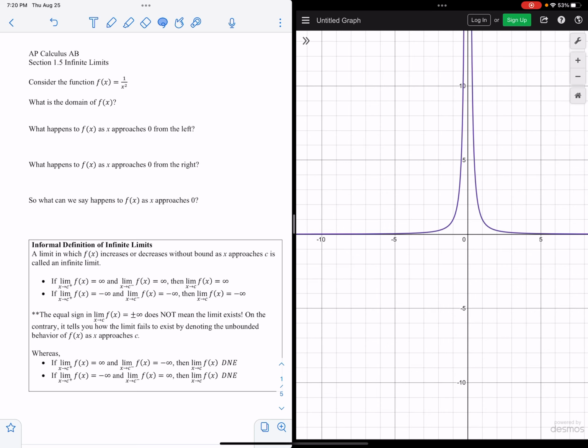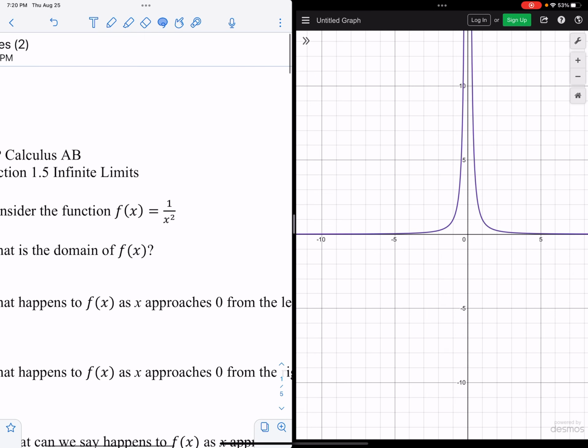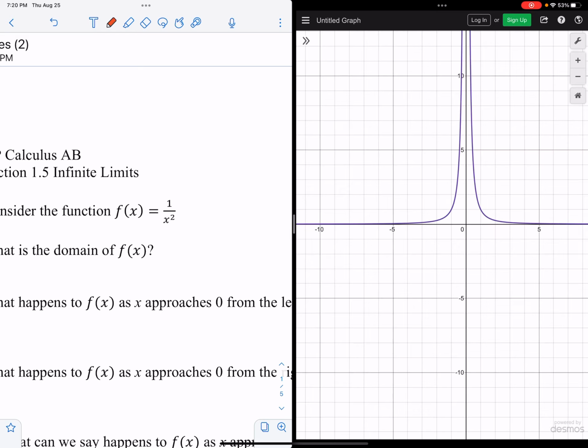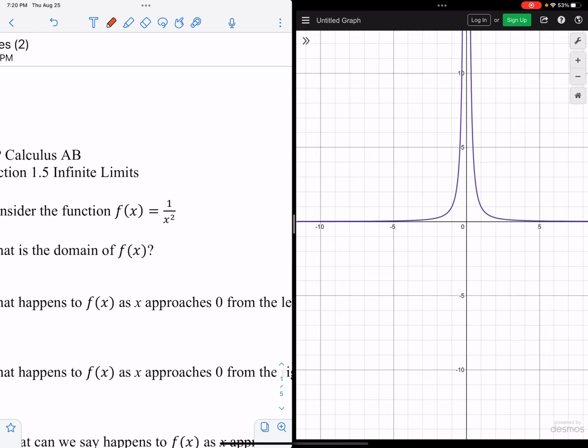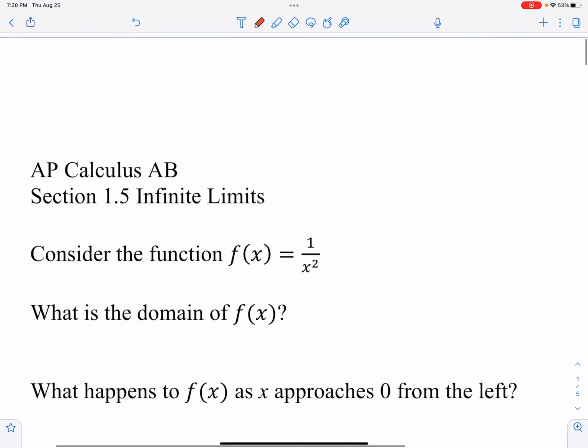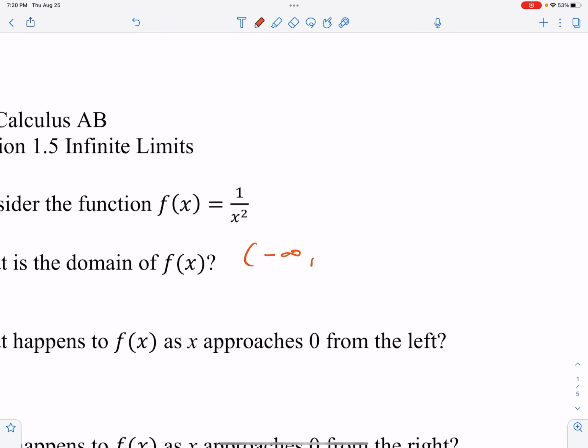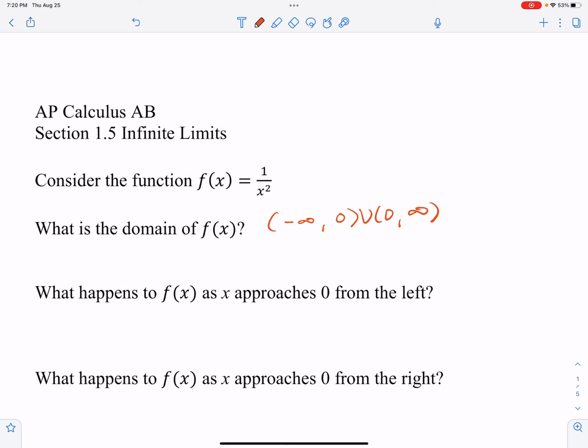Let's look at the equation and confirm with the graph what the domain of f of x is. Now, from our algebra and pre-calc knowledge, we know that the denominator cannot be equal to 0, right? This is a rational function. We know the denominator cannot be equal to 0. And the only value that would make the denominator equal to 0 for this particular function would be 0. So we need to exclude 0 from the domain of f of x. And I can write that in interval notation as negative infinity to 0 union 0 to positive infinity.